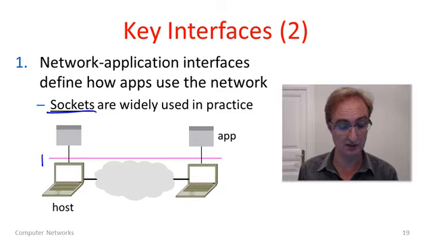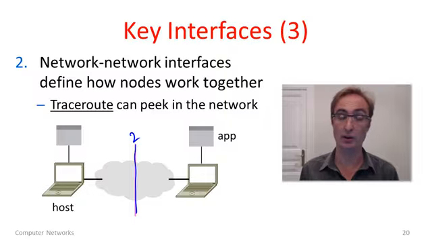Now, when we look at the vertical interface, this is interface number 2, the network to network interface. This is between hosts and routers and other routers. This defines how the nodes of the network work together to get packets across the network and provide other kinds of network service. We can't normally from the edge of the network see what's going on inside the network. There is a program, however, that we can run called traceroute, which will often let us peek inside the network to see what's going on. We'll also look at that in a later segment. Okay, so now you have a model of a network.